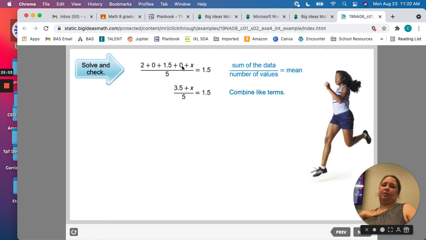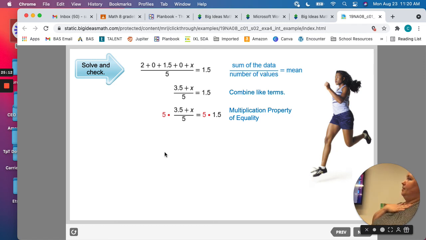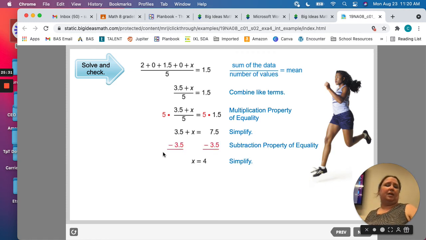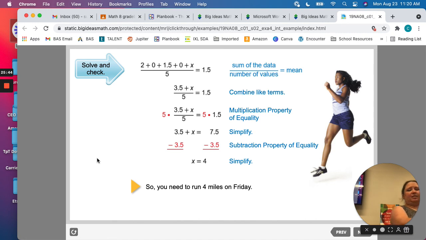They simplified the top first. 2 plus 0 plus 1.5 plus 0 is 3.5. Okay, but then we multiply both sides by 5. So what is 1.5 times 5? 7.5. Okay, my last step, how do I move that 3.5? It's addition, so subtraction. So you're going to subtract 3.5 from both sides, and you get 7.5 minus 3.5 equals 4. Very good. So how many miles do I need to run on Friday? 4 miles. It's a word problem, so make sure you label 4 miles.